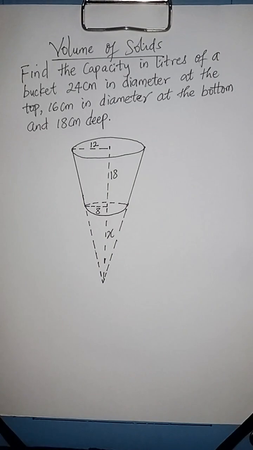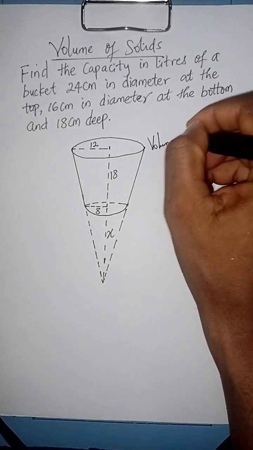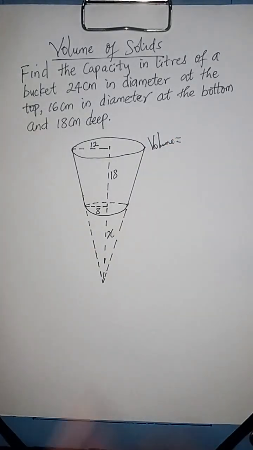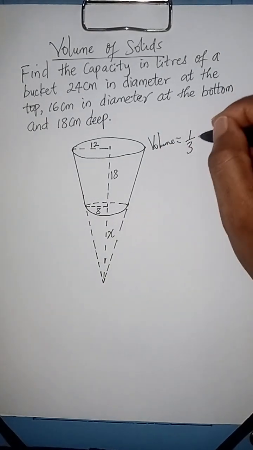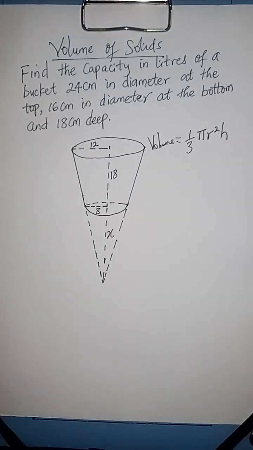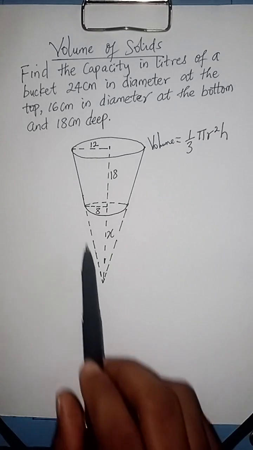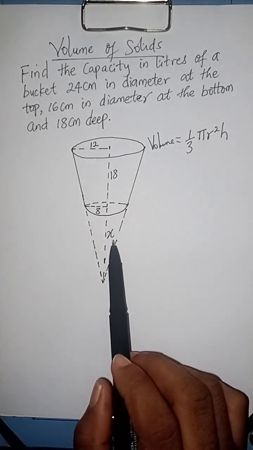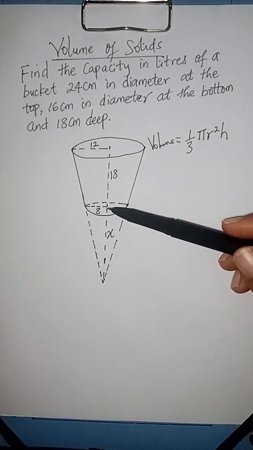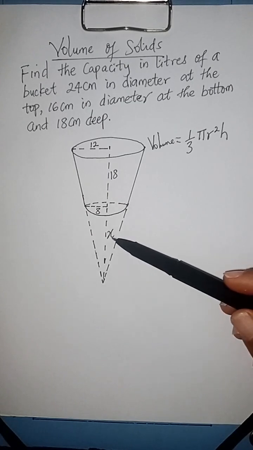Now this is quite easy to solve because the volume of a cone is 1/3 pi radius square height. This is the formula that will guide us in solving the question. But before we do that, we have to get the dimensions. We've constructed an additional figure where we have x. From the bottom of the bucket to the edge of the cone here is x. So we have to look for x.